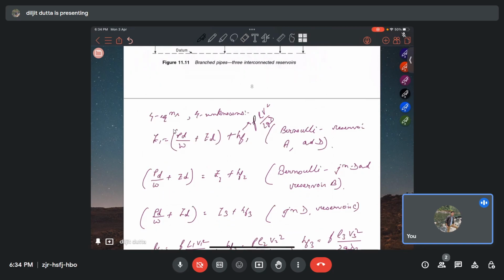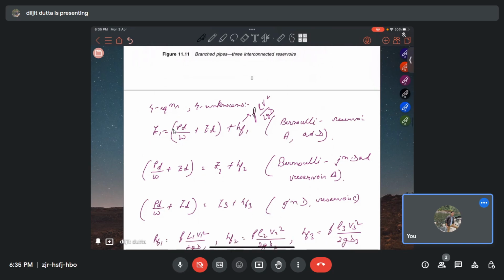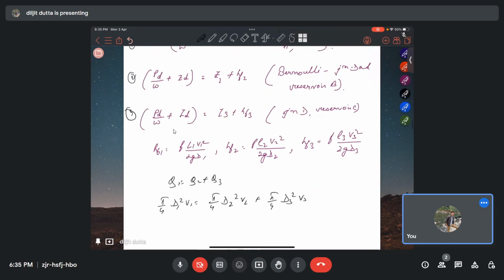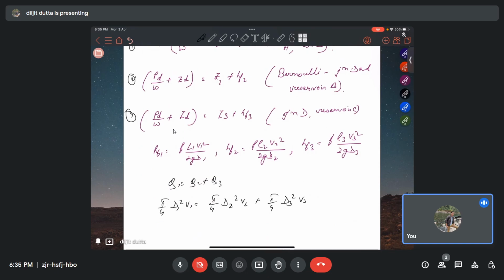Now this was between the surface of A and D. Similarly we can apply the Bernoulli equation between the junction D and the surface of reservoir B. So we will get one relation there too, and thirdly we apply the Bernoulli equation between junction D and the surface of reservoir C.